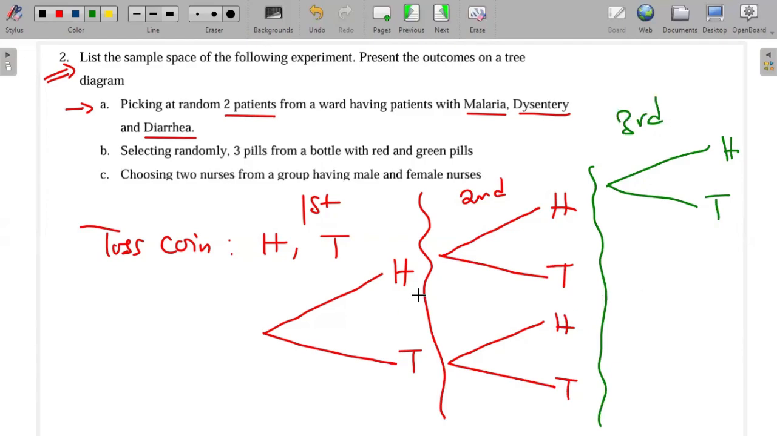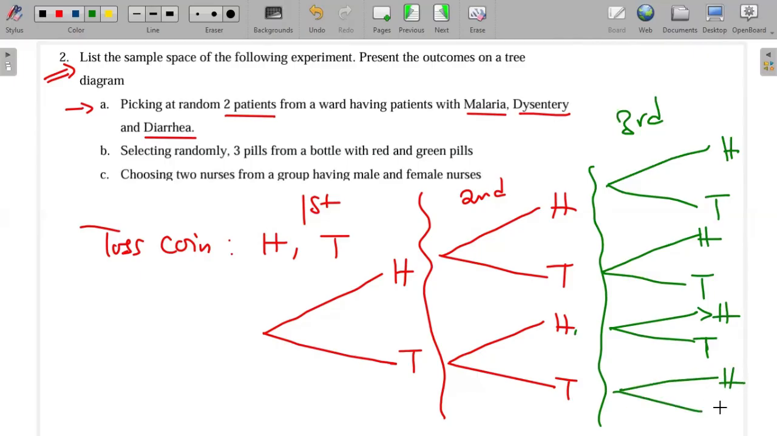What if my first gave me a head and then my second gave me a tail? Then there's a possibility that my third can give me head or it can give a tail as well. It's the same thing that will happen here. This one can either land on the head or land on the tail. This one, again, can land on the head or it can land on the tail.